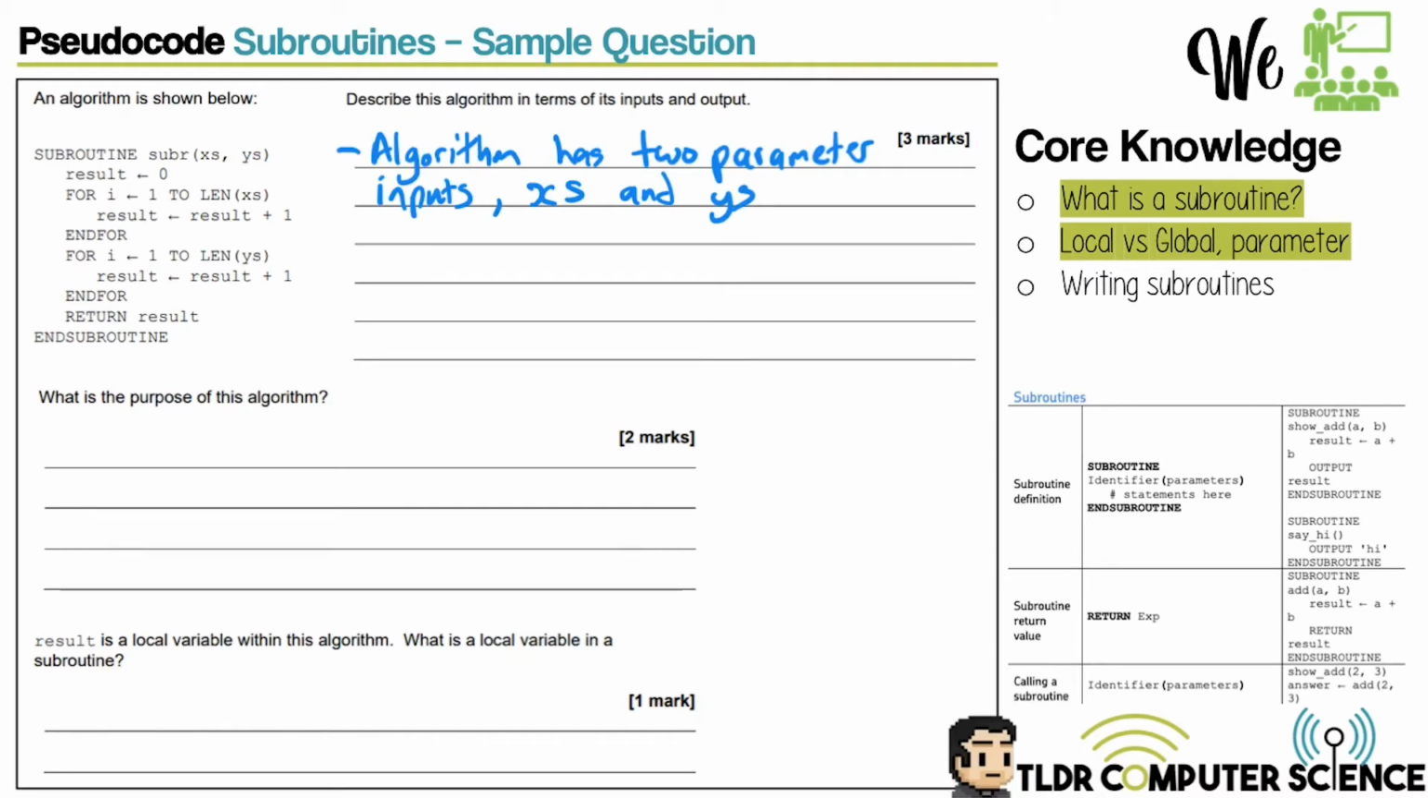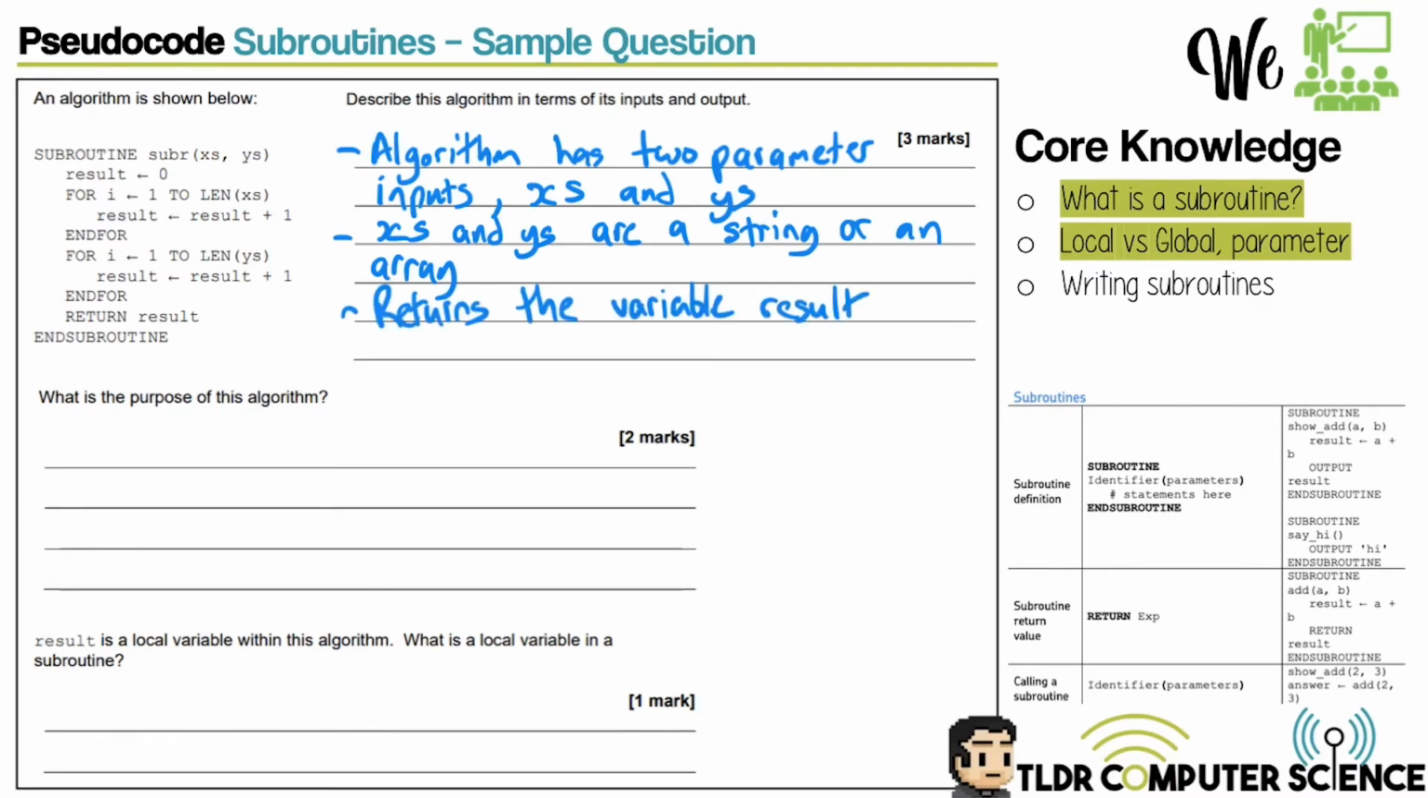So let's talk about what else we know about the input. XS and YS must be either an array or a string. So they're either a string or an array. In fact, it must be a one-dimensional array if you think about it. And what output? Well, there's only one output, and the one output from this is the return statement. So we can say that it returns the variable result.